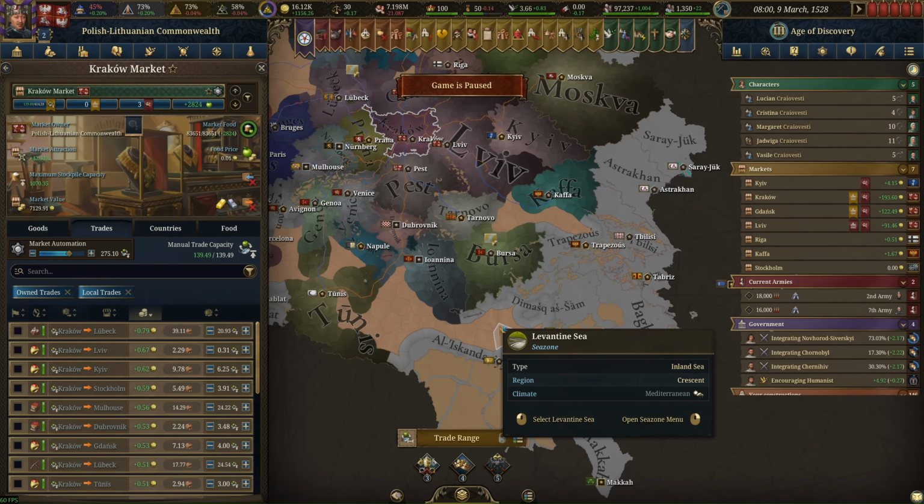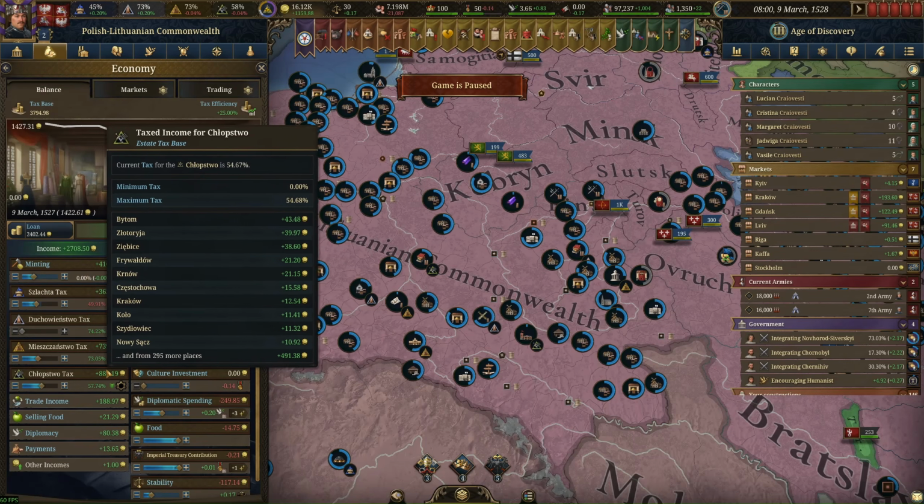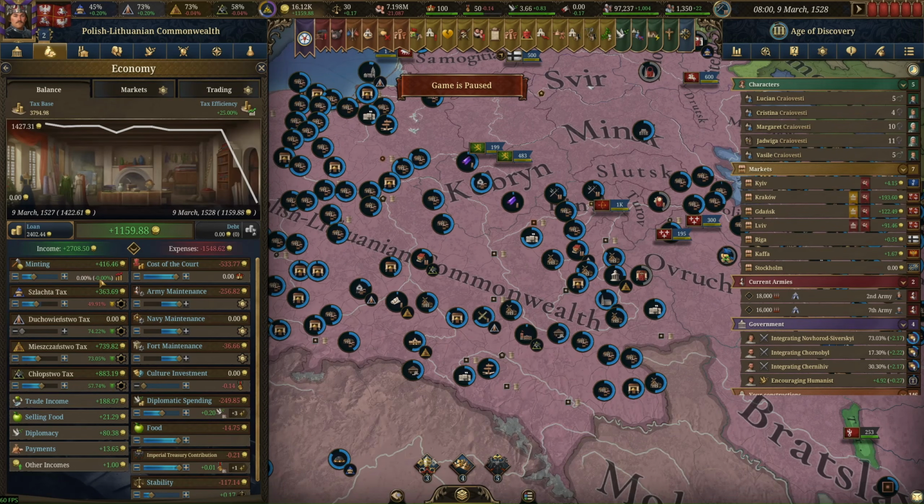And basically, all these actions are just a part of what can be done to maximize tax income, goods production, and so on. And I will show you exactly how to build such an economy in the guide that will be released next week.